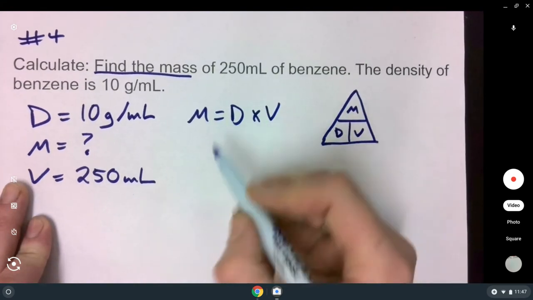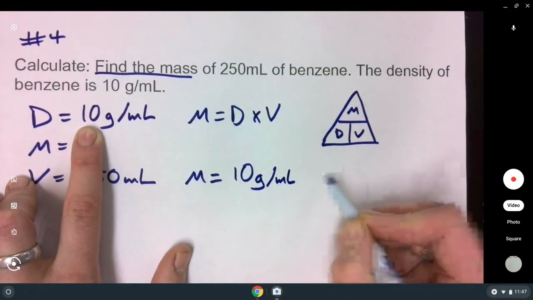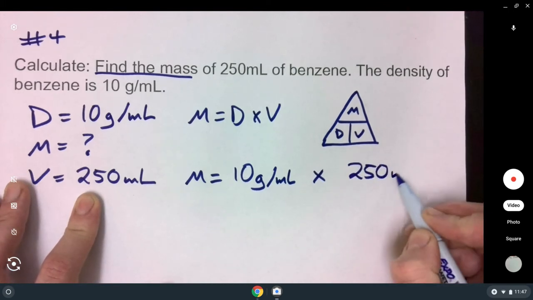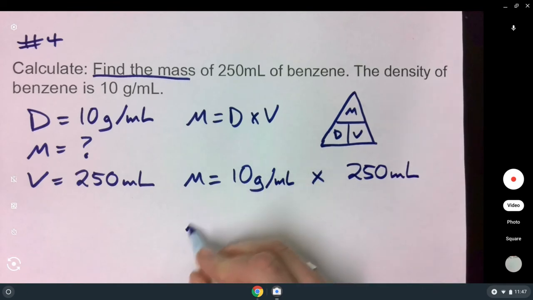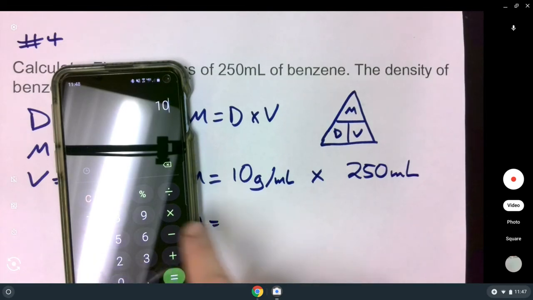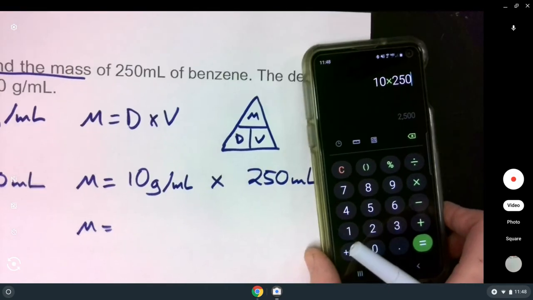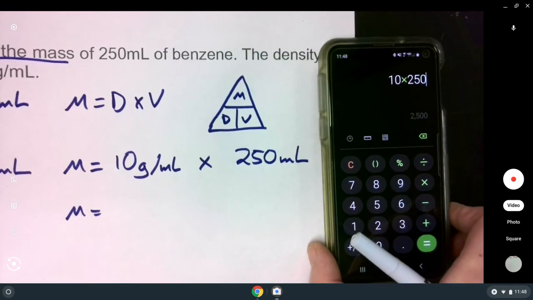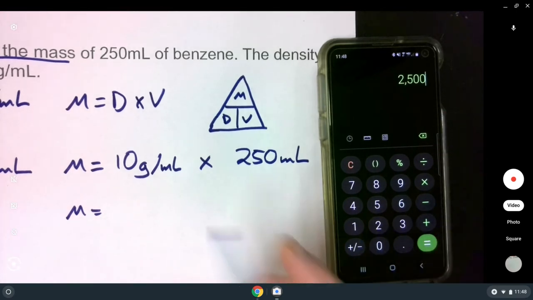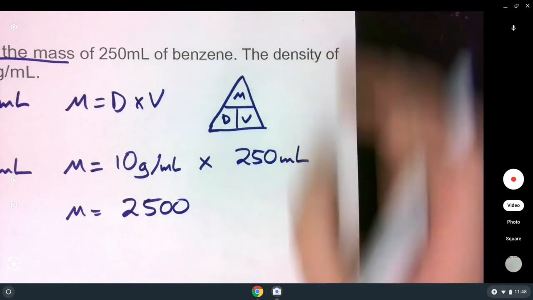Okay, so mass equals 10 grams per milliliter times 250 milliliters. Let's do that math. 10 times 250. You can probably do that in your head even. 10 times 250 is 2,500. Multiplying by 10, just add a 0. 2,500. Okay. And what unit do we use?